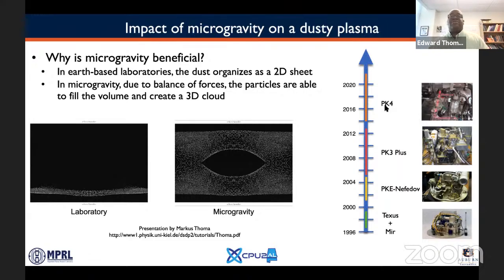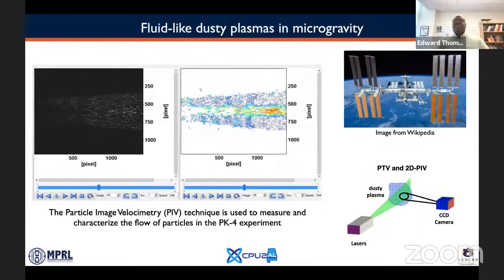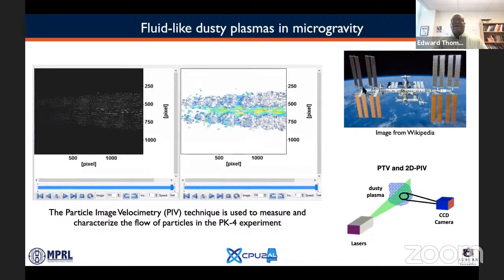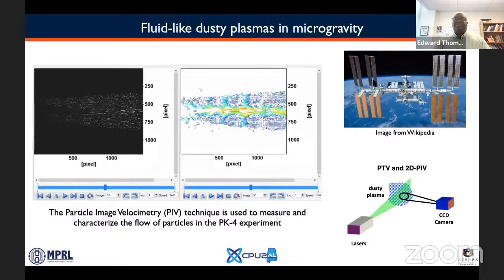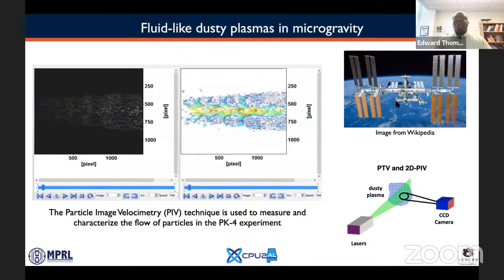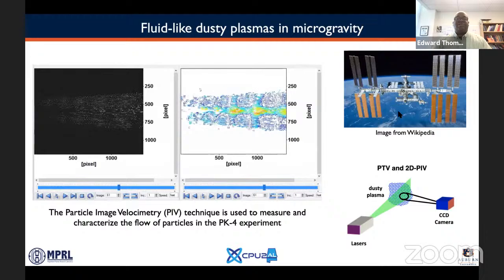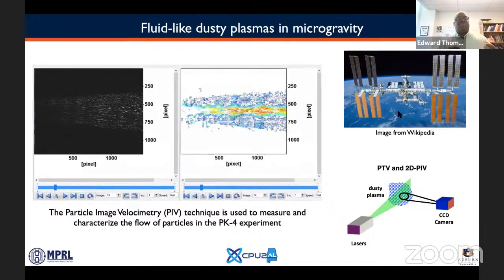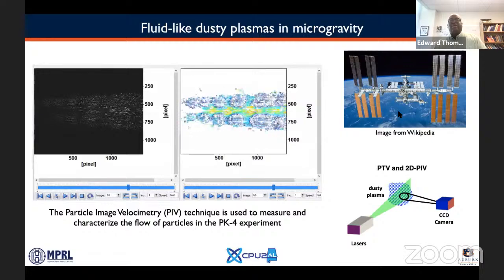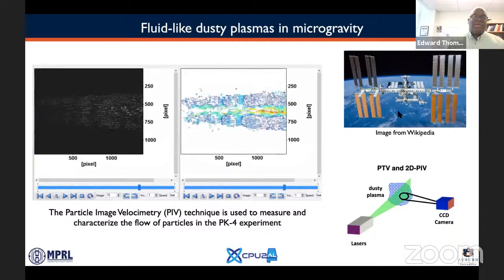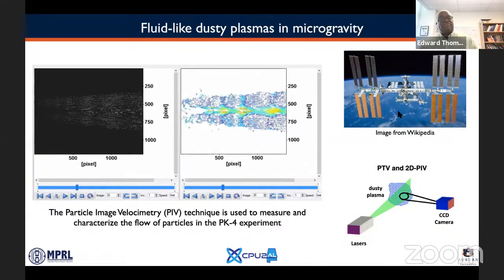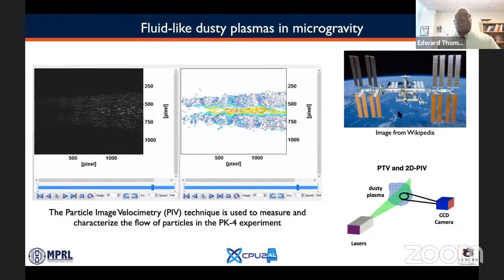The most recent of those experiments is called PK4, for plasma crystal 4, and that's where we're going to talk about these liquid-like dusty plasmas. This experiment is based on the International Space Station. There's a module, I believe right here inside the European Space Agency module. PK4 is a joint Russian-German experiment that is hosted by the European Space Agency. One of the things that we do in our laboratory is we have techniques that can measure the velocities of the particles.